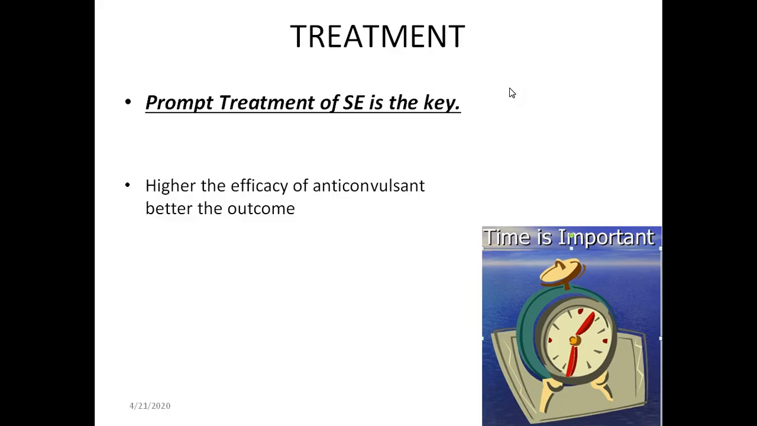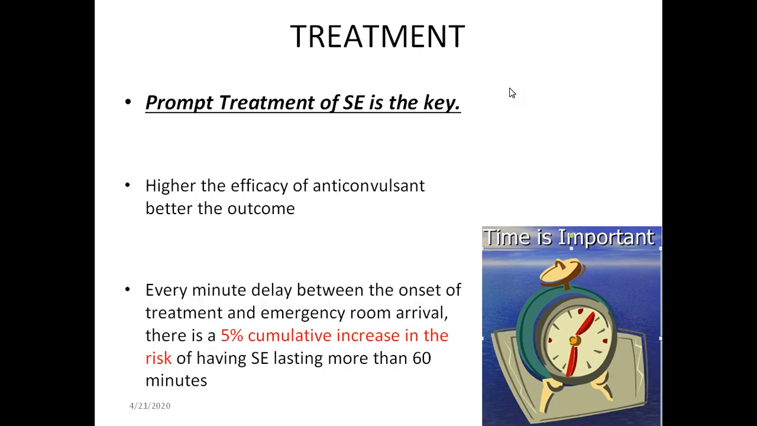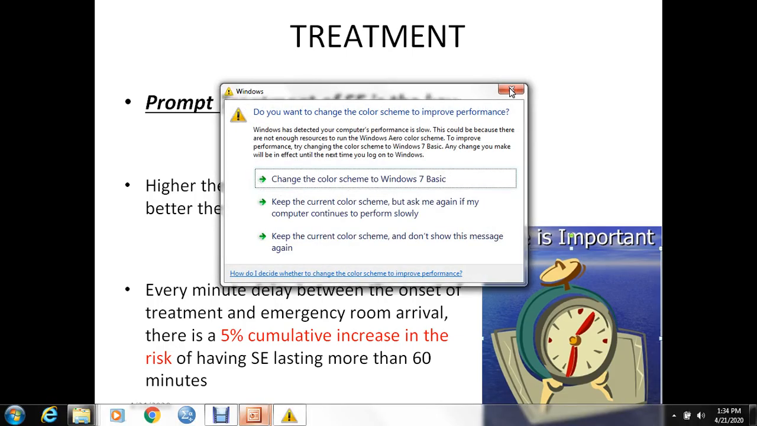Quick treatment of status epilepticus is the key. The higher the efficacy of the anticonvulsant, the better the outcome. Every minute of delay in the treatment of status epilepticus leads to a 5% cumulative increase in the risk of having status epilepticus lasting more than 60 minutes. That means a malignant type, refractory status.